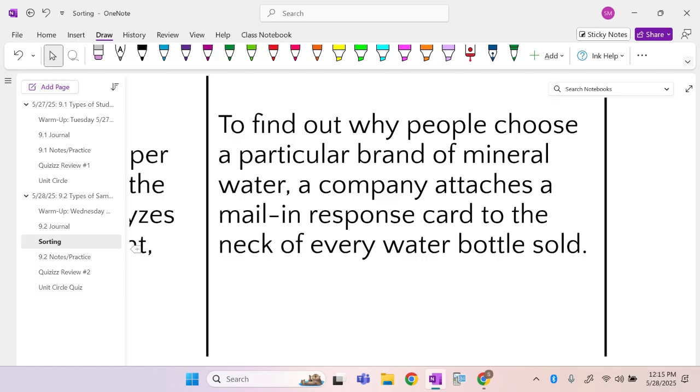All right, so basically, it's if you decide to actually fill out that survey that's attached to the water bottle and physically go buy a stamp, put it in an envelope, stick that on, and take it to the post office, it's voluntary. It's do you actually care enough to do that? So that is definitely voluntary.